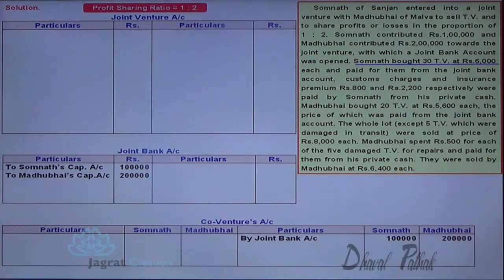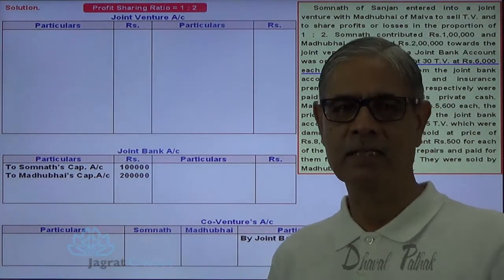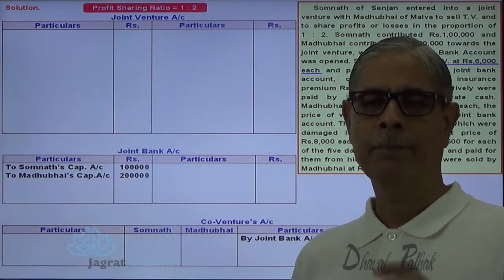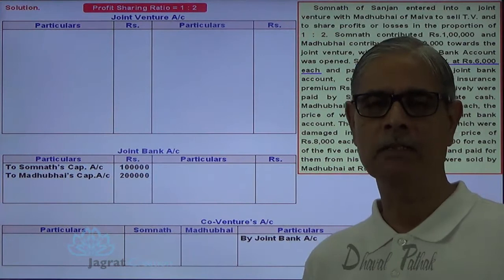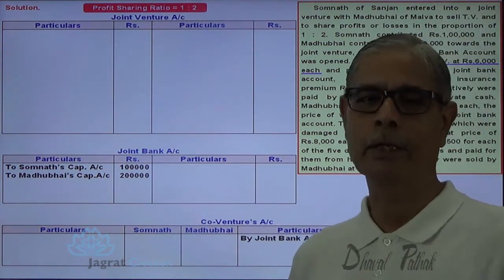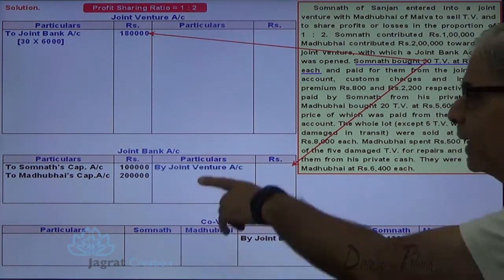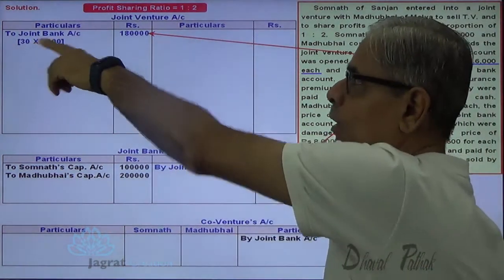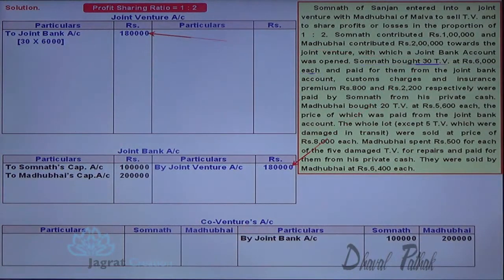Now 30 TV sets are purchased, 30 into 6,000. The payment is made from joint bank account, so it will be recorded on the payment side of joint bank account, that is credit side. Purchase of TV sets. The TV sets are purchased for the purpose of sale. So these purchases will be debited to joint venture account. So joint venture account debit to bank account credit, payment is made from bank. 30 into 6,000, 1,80,000.